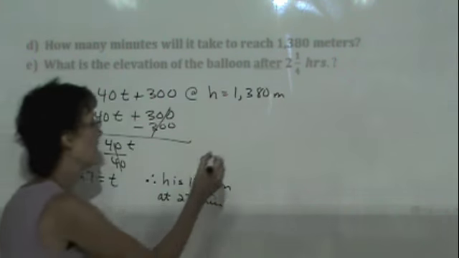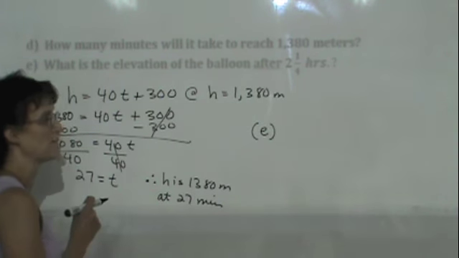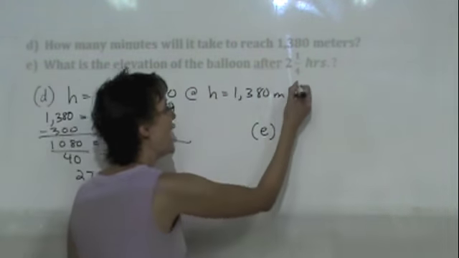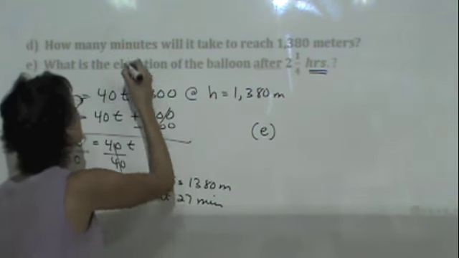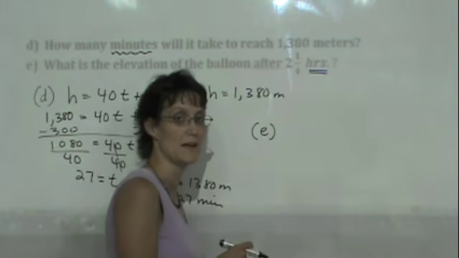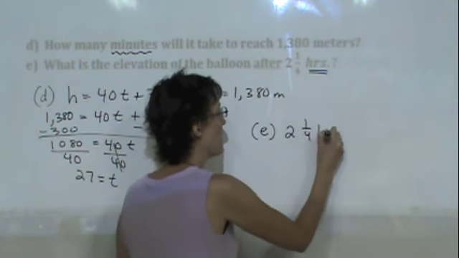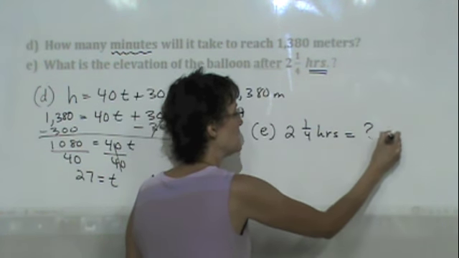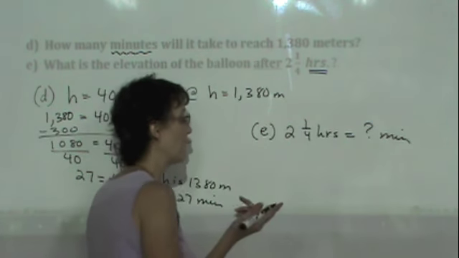Then we look at part E. What is the elevation of the balloon after 2¼ hours? What are we working in? We're working in minutes in this problem. So we need to convert our hours to minutes. Watch out for that first. So 2¼ hours is equal to how many minutes? We need to know that first. That's going to be your error there.